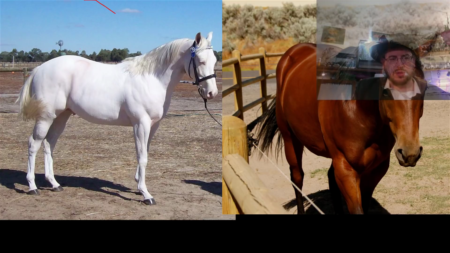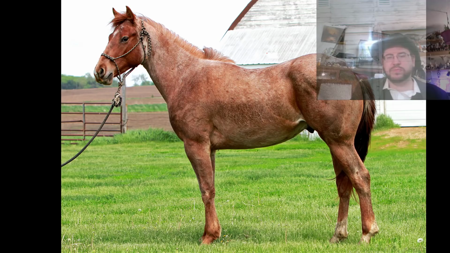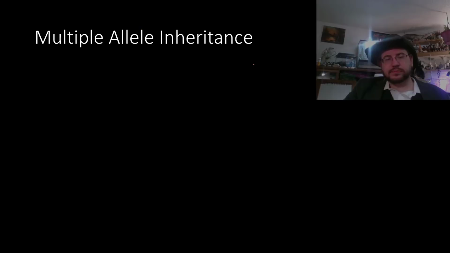So this is a white horse. Where'd my cursor go? Here's a white horse. Here's a red horse. And boom, this is a roan. And it looks almost like a blend, but if you look closely at a lot of these individual hairs, especially the white hairs here, you see those white hairs are pure white hairs and the red hairs are purely red hairs. So we are fully expressing white hairs and we are fully expressing red hairs. So very different from blending.